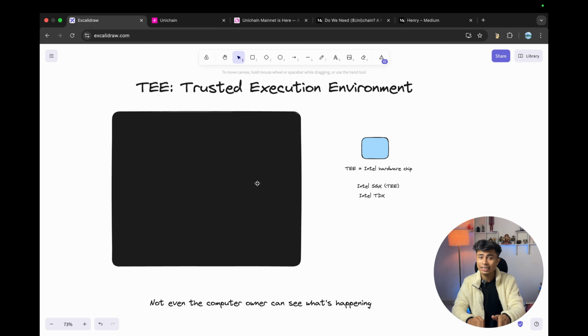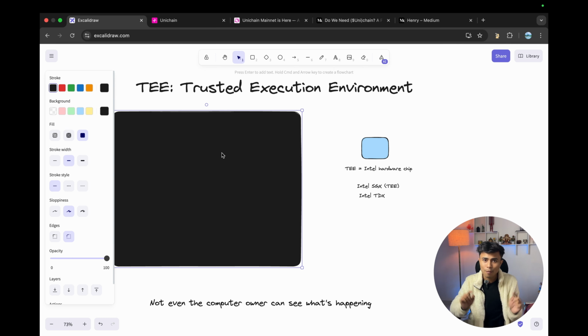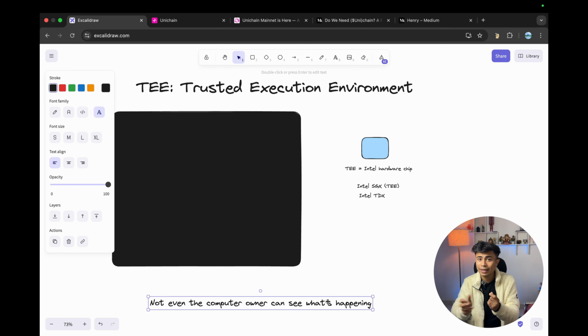What is this TEE, aka Trusted Execution Environment? In reality, a TEE is basically an Intel hardware chip. It can either be an Intel SGX chip or an Intel TDX hardware chip. To get an analogy of a TEE, you can think of it as a black box that is abstracted from everyone else. Not even the computer owner can see what's happening inside.